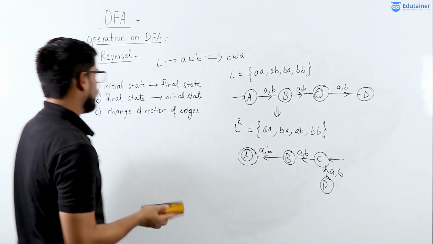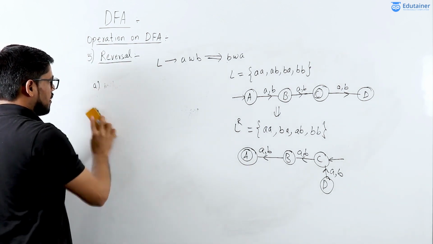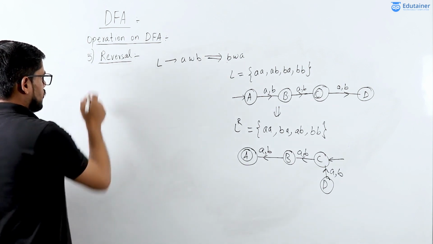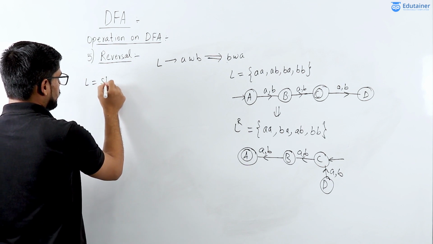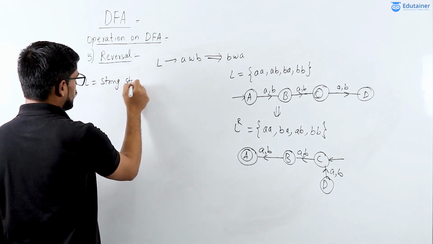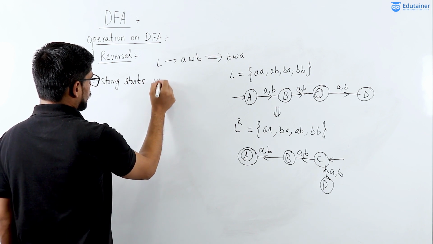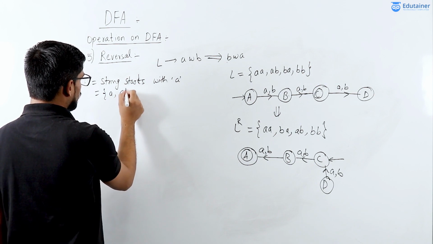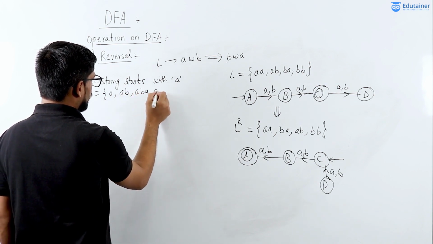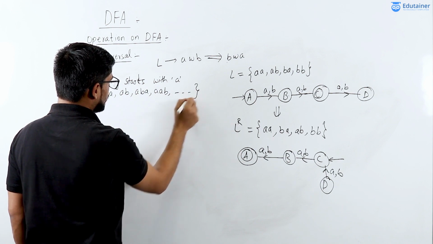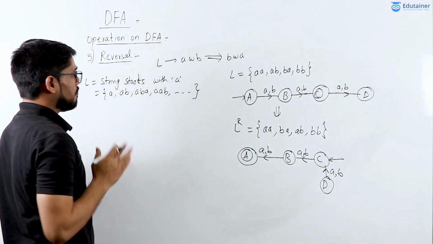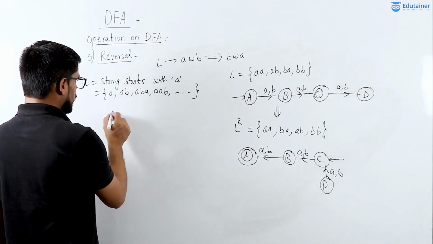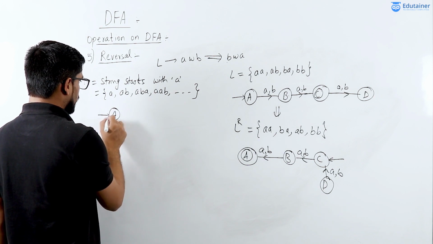So let's take another example. Let's say I have a language L, where string starts with A. Starts with A. So what are the possible strings? The possible strings will be A, AB, ABA, AAB, and so on. That means it is an infinite language.